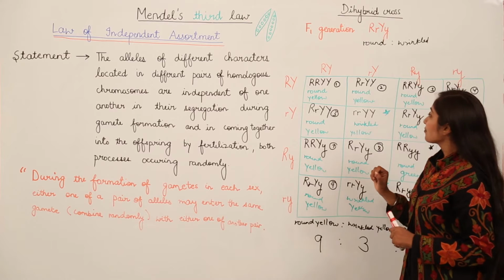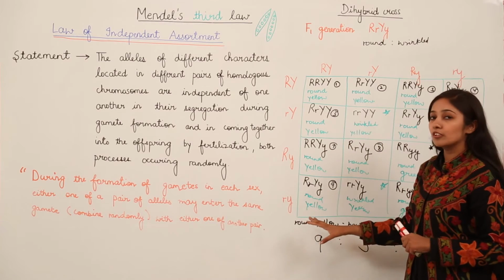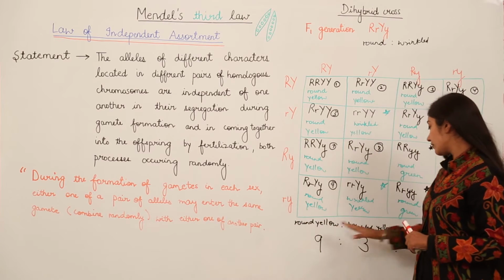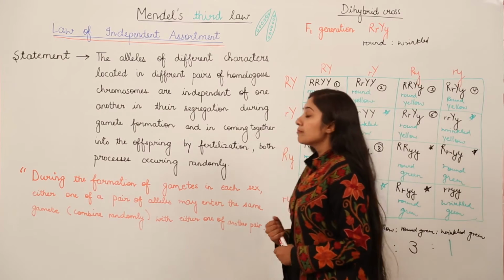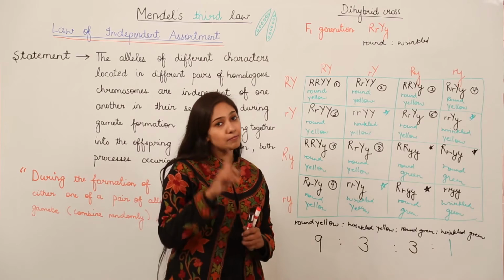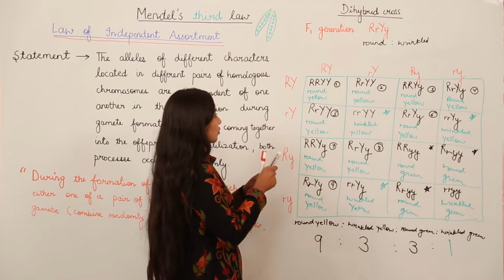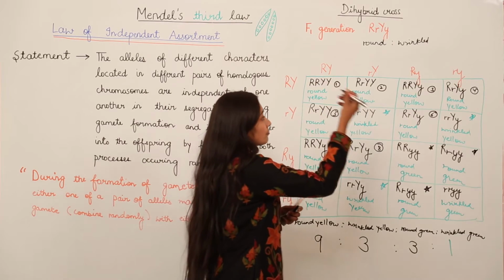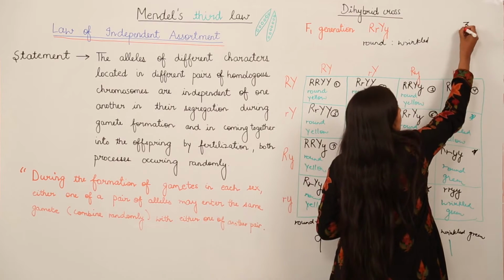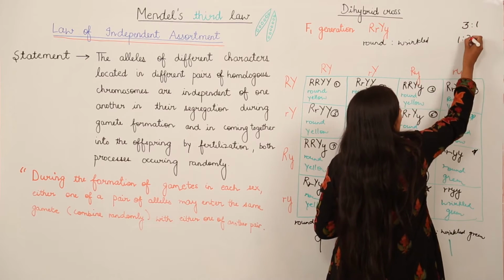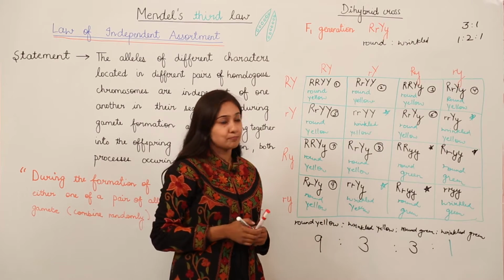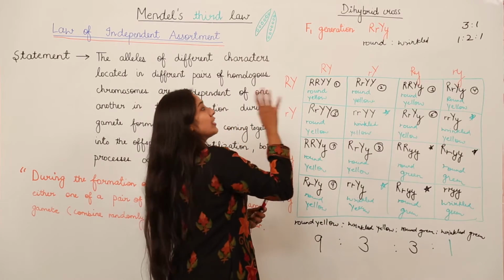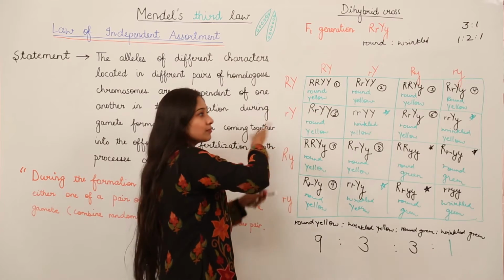So let us start. As you can see here, we have this phenotypic ratio, that is 9:3:3:1. Okay, that's fine I guess. But when we talk about the monohybrid cross, we had a phenotypic ratio of 3:1 and a genotypic ratio of 1:2:1 in case of monohybrid cross. So now we are going to come to those results from this cross also.